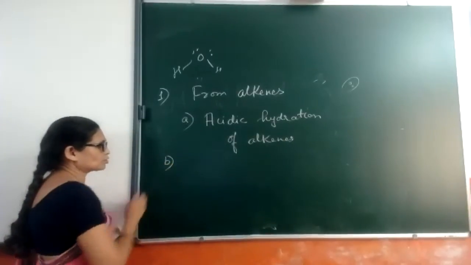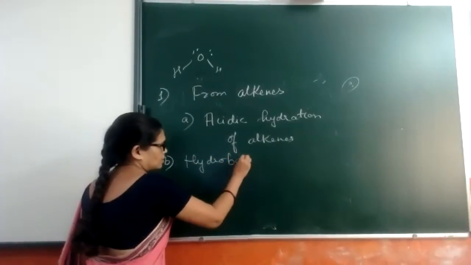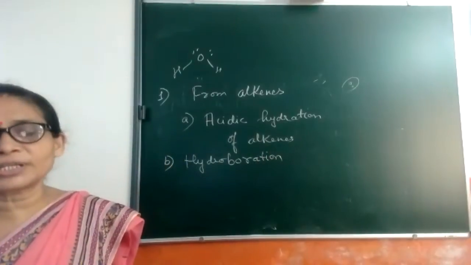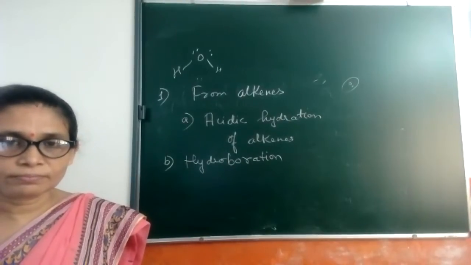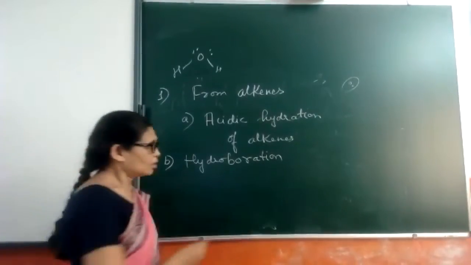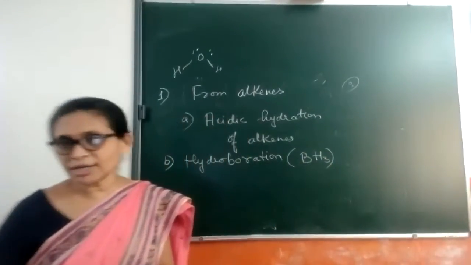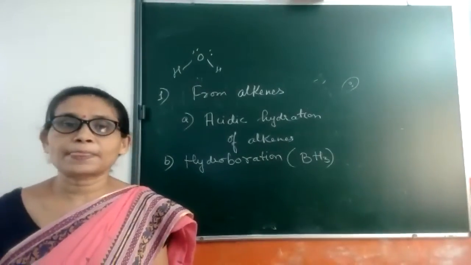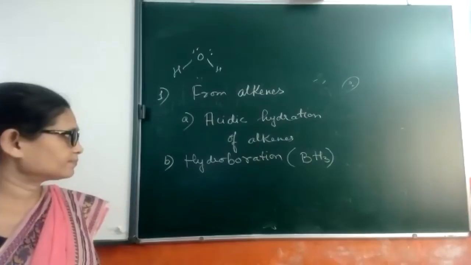And one more method is also there. That is called hydroboration of alkene. This is also an addition reaction. Boration word is coming from borane. This compound is known as borane, BH3. Generally, it exists as dimer, B2H6. So BH3 is used as borane. So here the alkene is treated with borane, BH3.